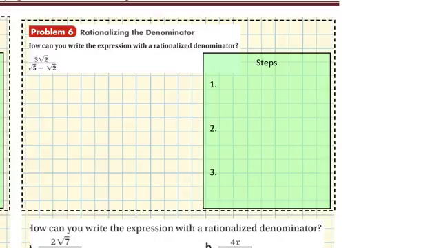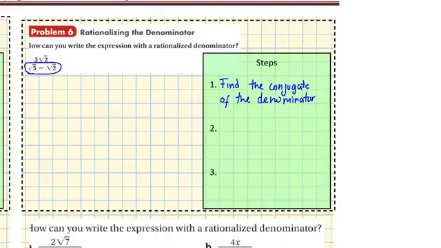Our first step is to find the conjugate of the denominator. Now let's remember that the original denominator was square root of 5 minus square root of 2. Its conjugate is going to be the same numbers but a different sign. So instead of minus, we're going to have a plus. And that's all we need to do for this step.